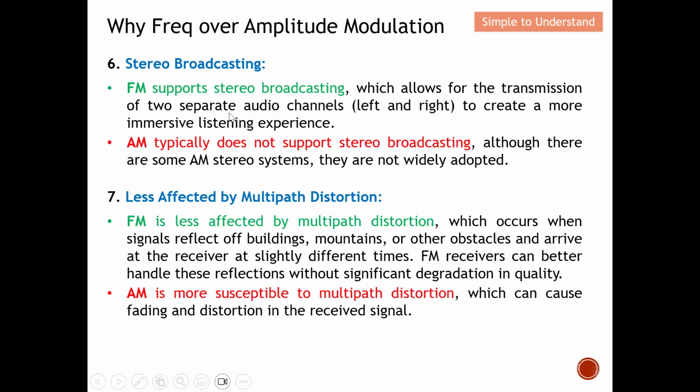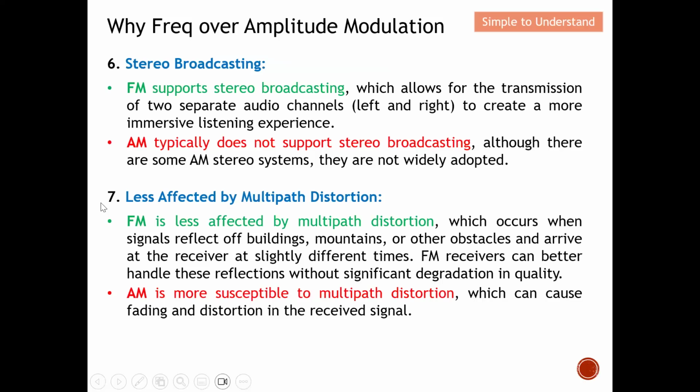Six, stereo broadcasting. FM actually supports stereo broadcasting. Basically this allows for the transmission of two separate audio channels, the left and the right, to create a more immersive listening experience. So in short, in order to have a stereo effect, we need to have the left and right, and FM supports this stereo broadcast. However, AM typically does not support stereo broadcast. Although there are some AM stereo systems, they are not widely adopted.